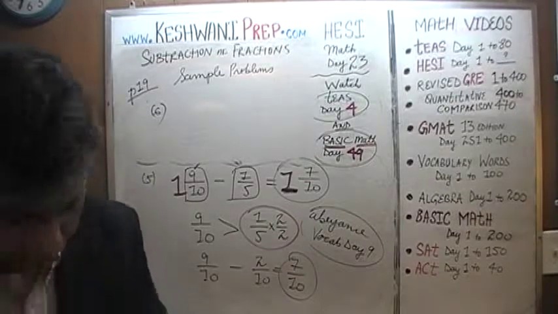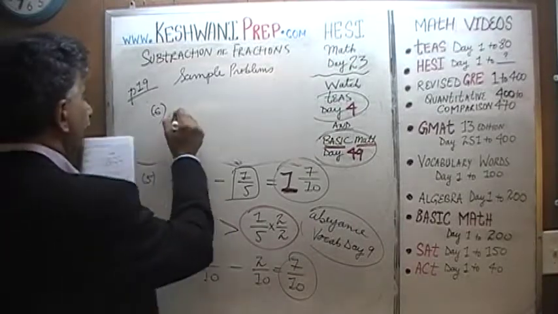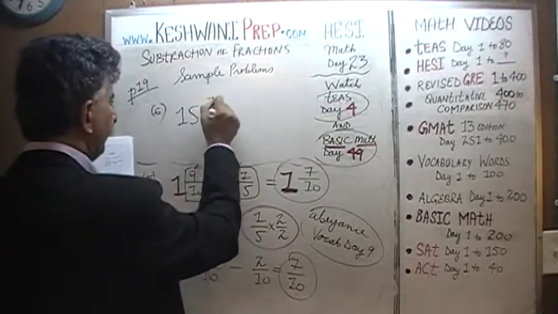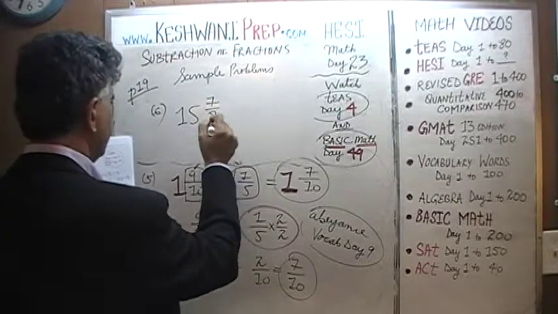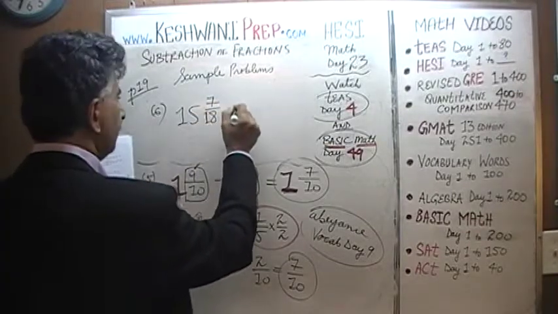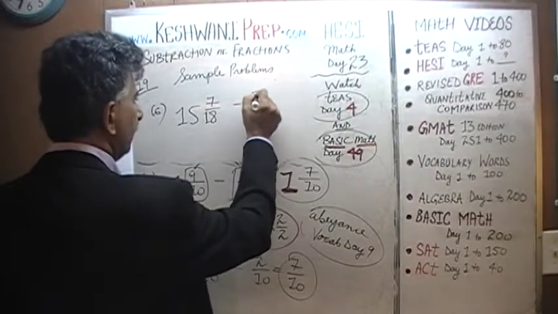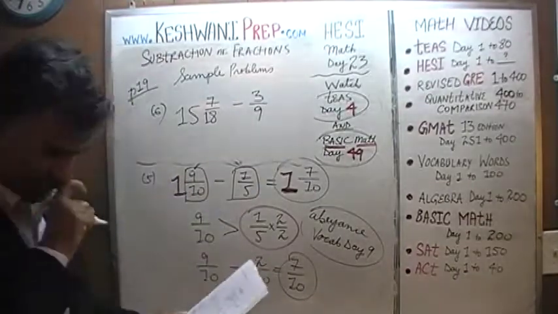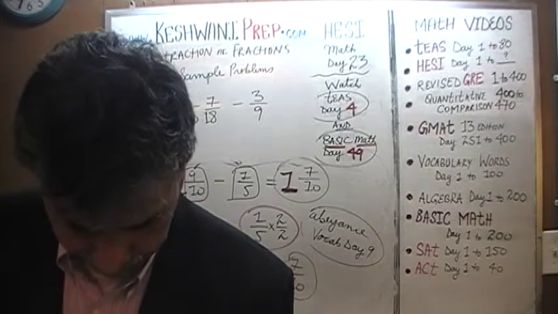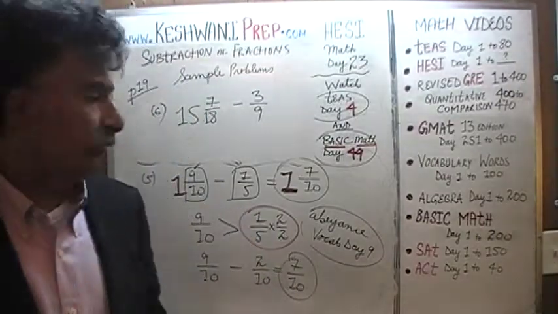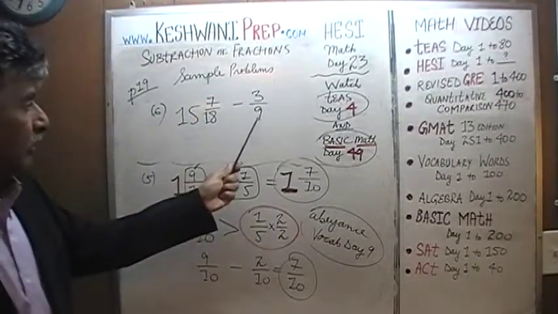Let's do number 6. In number 6 we have 15 and 7/18 minus 3/9. Well, the simplest, fastest way to tackle this is to convert this into an 18.